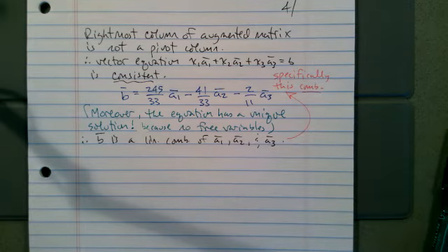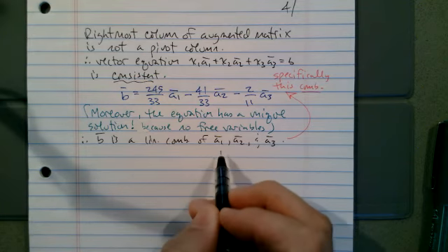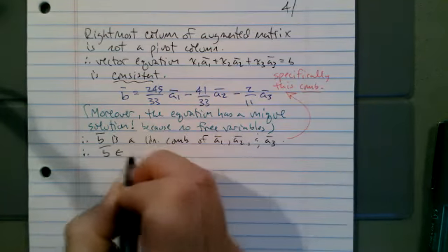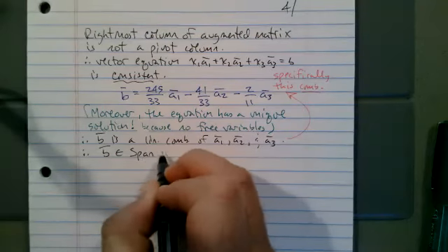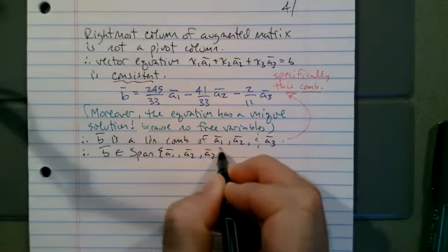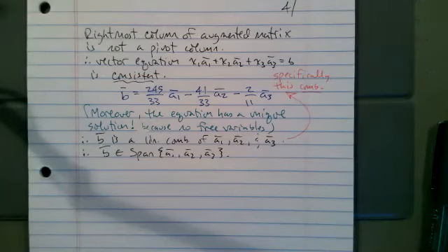Oh, there's another conclusion that we can make. Since B is a linear combination of A1, A2, and A3, we'd say therefore, B is in the span of A1, A2, and A3. Any questions? All right. Any other questions on 1.3?